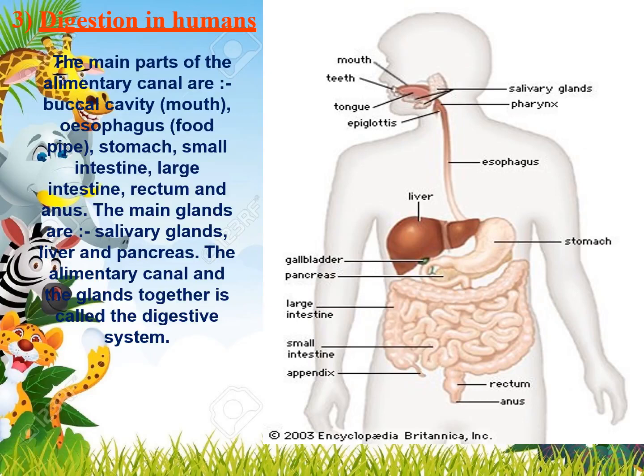And the salivary glands that are present in our mouth for the digestion of carbohydrates, the liver, which is the largest gland, and the leaf-like structure, that is the pancreas. So the alimentary canal and all the glands combine together to form the digestive system. And here is a picture of our digestive system.